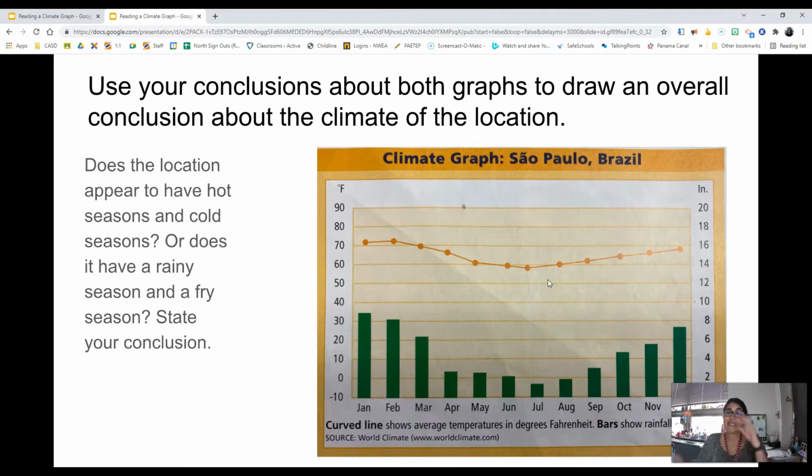The last step is taking all of the things that we just looked at and discussed and putting that all together. Well, we know that São Paulo must be in the southern hemisphere, that they must live near the equator because there's not a huge dip in the line graph for temperature, and we know that it doesn't snow there based off of our climate graph. And that's how you read a climate graph.